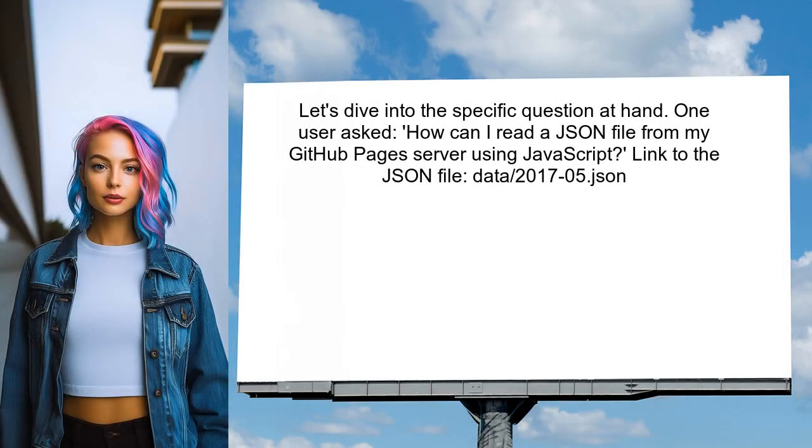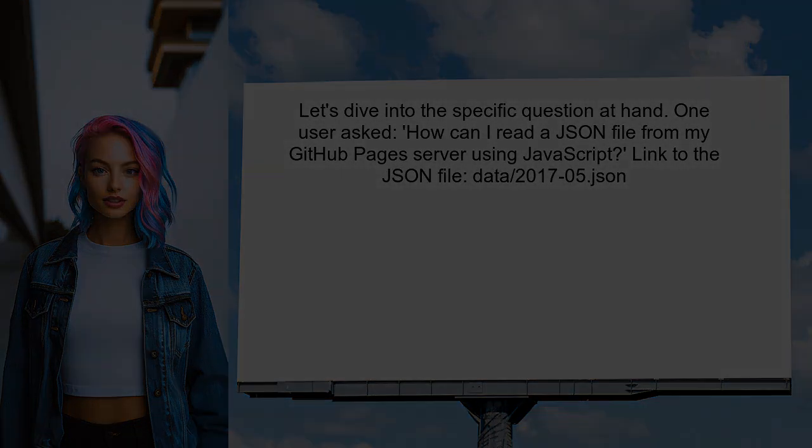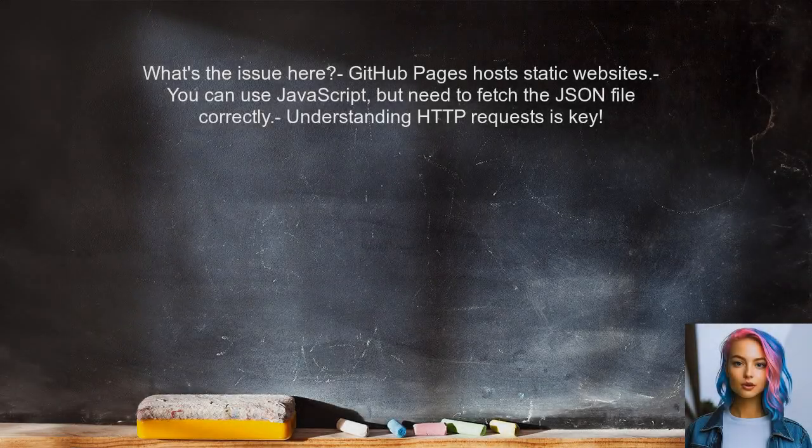Let's dive into the specific question at hand. One user asked, how can I read a JSON file from my GitHub Pages server using JavaScript? They provided a link to their JSON file, which is located at data/27-05.json. If you've been struggling with this, you're in the right place. So what's the issue here?